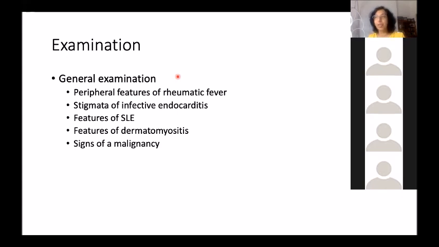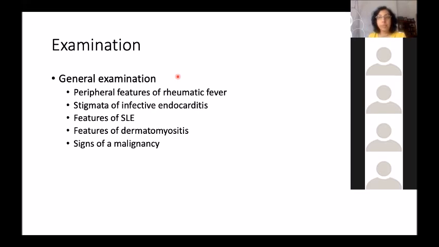So I'm sure you already know what the peripheral stigmata are. There is a whole list, like splinter hemorrhages and Osler nodes, which are features of infective endocarditis. And then features of SLE like oral ulcers, we have already talked about that. Skin rashes, photosensitive skin rashes, the malar rash and so on.